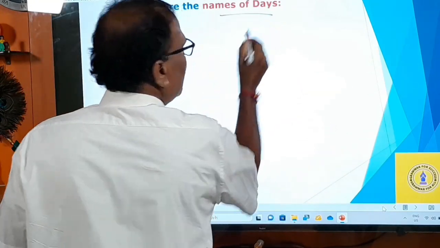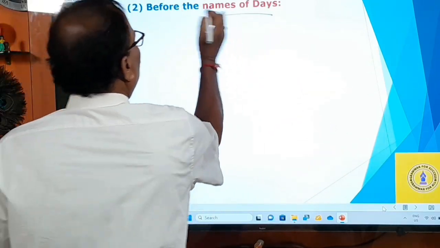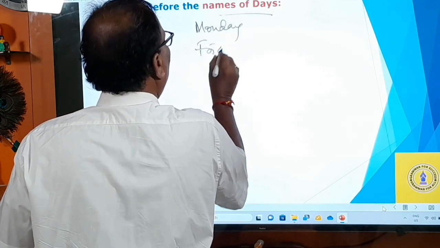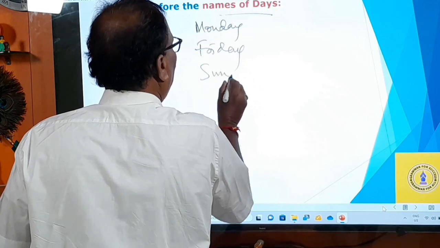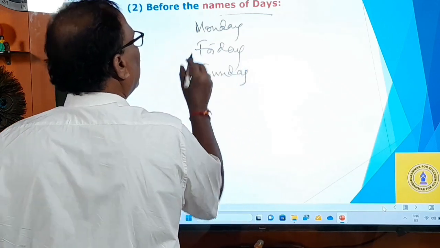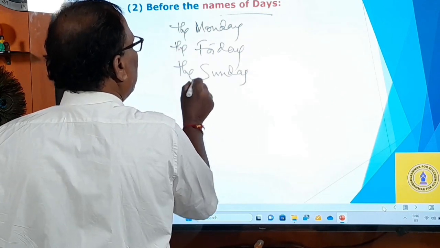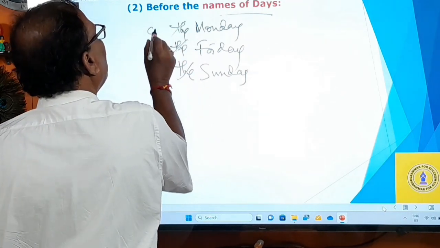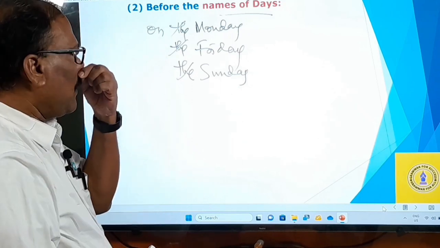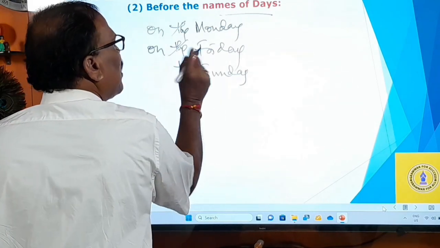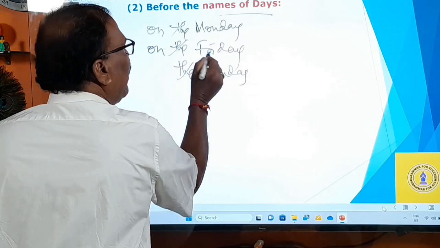Before the names of days, a very simple rule is there. See, Monday is a day. Friday is a day. Sunday is a day. These are all days. Before that, we should not use any article. You cannot say, I go to Hyderabad on the Monday. You cannot say that. And my friend will come from Mumbai on the Friday. Don't say on the Friday. Simply say on Friday, on Monday.